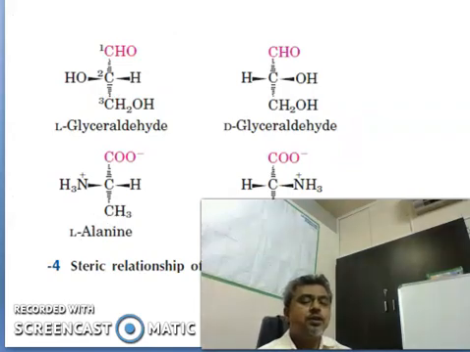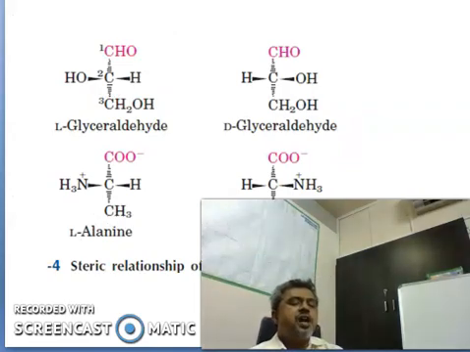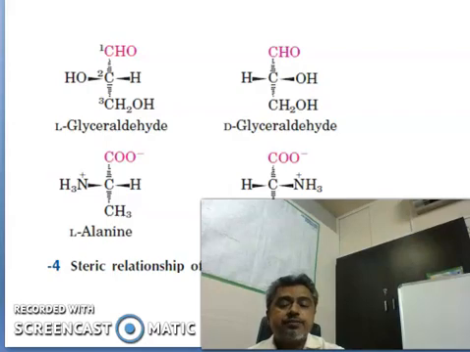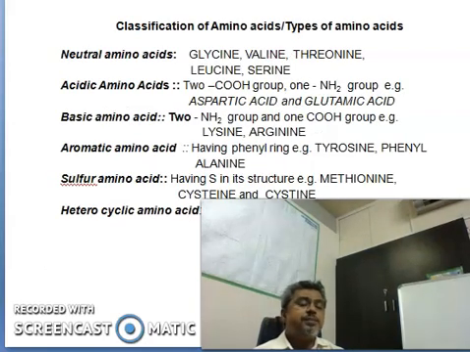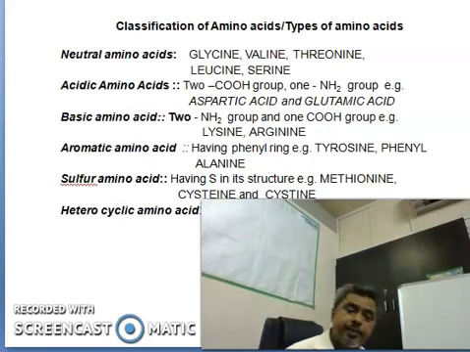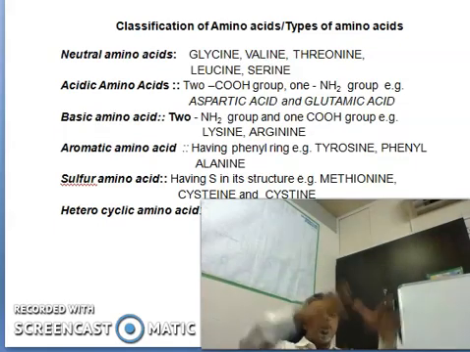This is the structure of glyceraldehyde. You will find L and D forms, levo and dextro, the rotatory forms. The same thing is here, the stereo relationships of alpha alanine, that is L-alanine and D-alanine. Same stereoisomers.